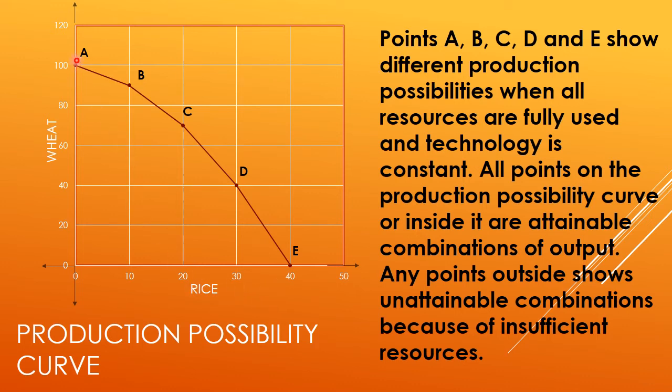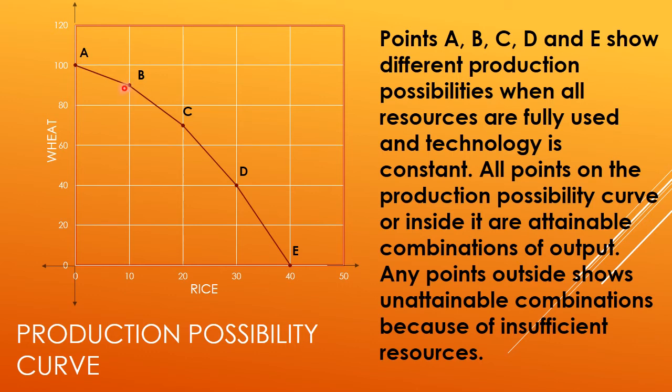The first combination A shows us that with the given resources, 100 lakh tons of wheat can be produced, and there is nothing left of the resources to be able to produce any amount of rice. We see combination E, wherein all the resources are utilized for the production of rice, and so there are no resources left for the production of wheat. In both these instances, the resource has been fully utilized.